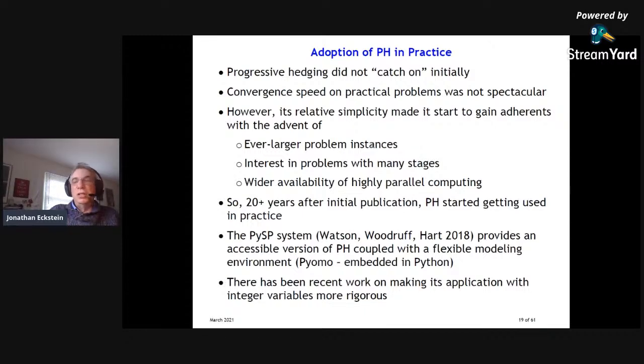And there's increased interest, especially in power systems, on problems that have a lot of stages. Parallel computing is also more available than it used to be, so there's more interest in algorithms that can more efficiently take advantage of it. So about 20 years after it was invented, it's a somewhat similar story to the ADMM. People start to notice this and say, oh, maybe this is an algorithm you should actually use. It was incorporated into PySP, which is part of Pyomo, one of the first Python-based modeling systems. Built on top of that was a stochastic programming system that uses this algorithm. And there has been some recent theoretical work on applying it to integer problems a little more rigorously.